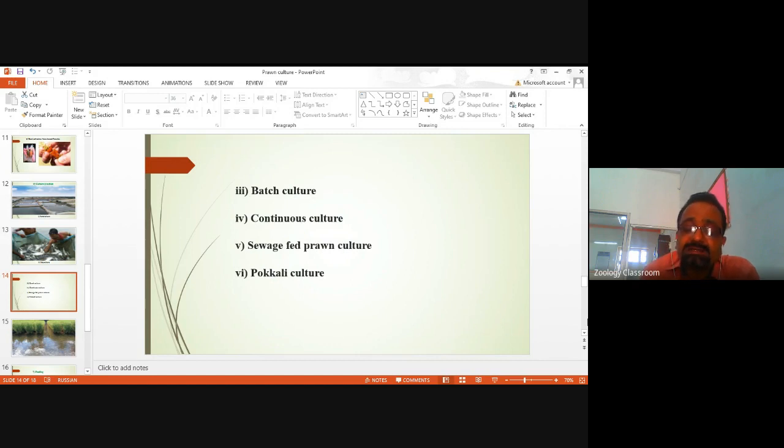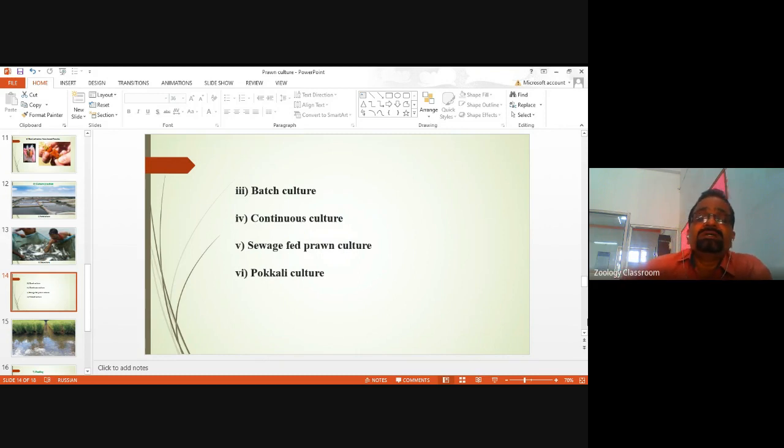As the mesh size is larger, only the full grown prawns are harvested, and the young ones which are in the process of growth are left behind to grow properly, and then they are harvested.